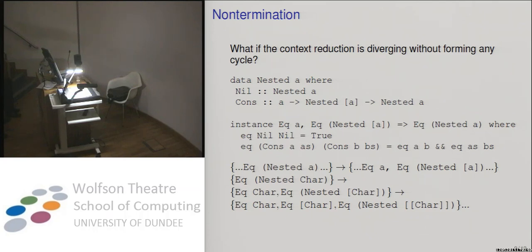With this rule, imagine we try to compare two Nasty char. We want to see whether the evidence for EQ Nasty char is constructible or not. Since we just have one rule to begin with, we apply it and we get Nasty of list of char. Then we can apply this rule again, replacing A with list of char. This in turn gives us EQ list of char and EQ Nasty of list of list of char, with two list type constructors applied to char. As we've seen, this thing gets bigger and bigger without forming any loop. So it will diverge, and we cannot observe any cycle in this declaration.